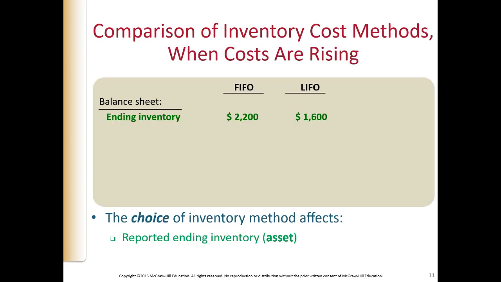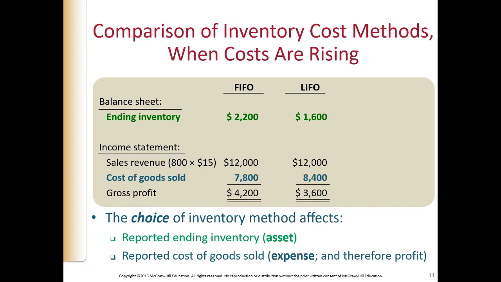Let's compare methods. Under the balance sheet, ending inventory, FIFO would be $2,200, reflecting the most current cost, LIFO only $1,600. In the income statement, if you sold these 800 units at $15 each, if you notice, whether you're looking at FIFO or LIFO, the selling amount is the same. So deciding which inventory method to use to account for your inventory cost does not have any impact on the amount you're selling it for to your customers. So no impact on sales revenue.